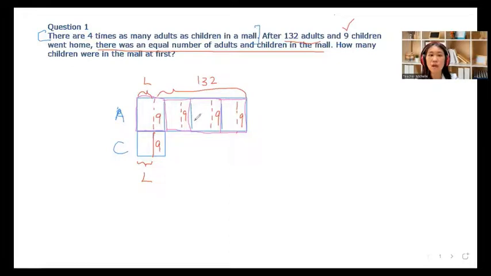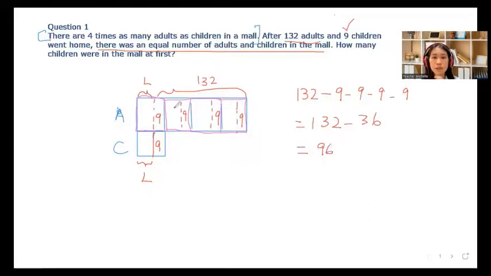So then do you agree that I have 132, right? So I have an extra 9 in each unit. So I need to minus off that first, right? So 132 minus 9 minus 9 minus 9 minus 9. So in short, it's actually 132 minus your 36. So what is this 96? So this 96 will be for where? For this part. Let me put it in blue here. Okay, green. So this, do you agree?